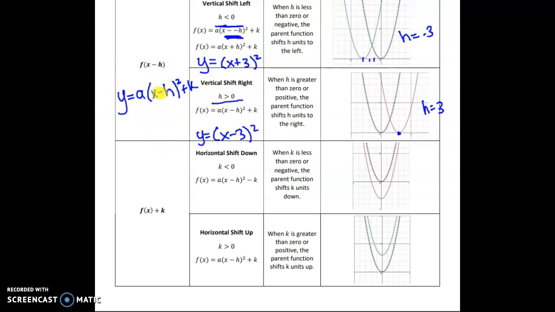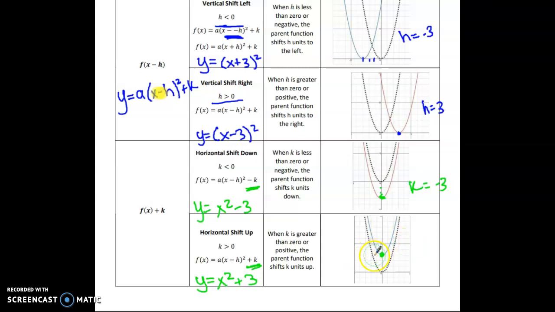All right, let's look at k. For k, this is something that's added or subtracted outside of the parentheses. When k is negative, this is -3 because we went down. So we would see this written as x squared minus 3. This one is up 3, so we have y equals x squared plus 3.